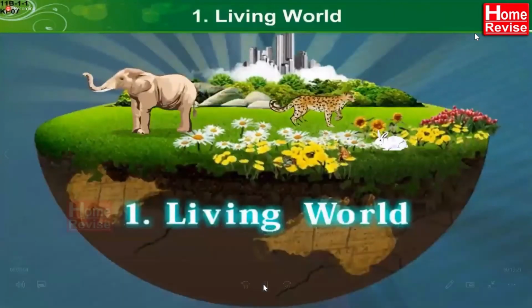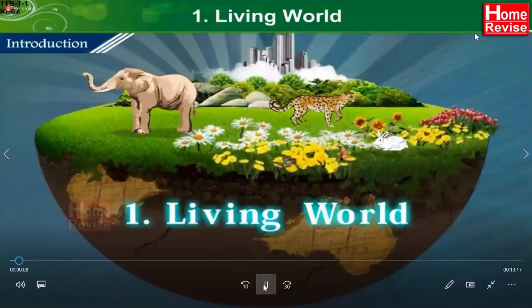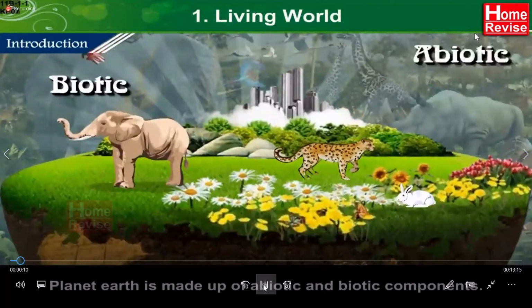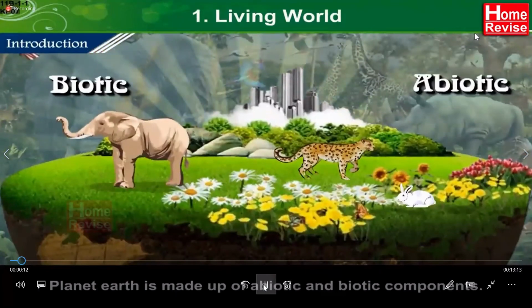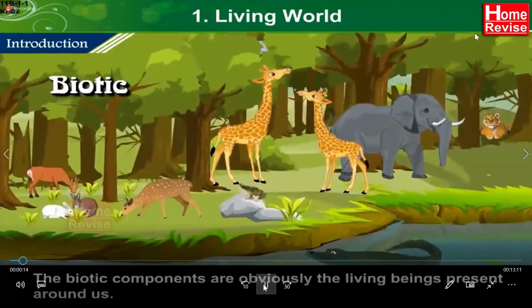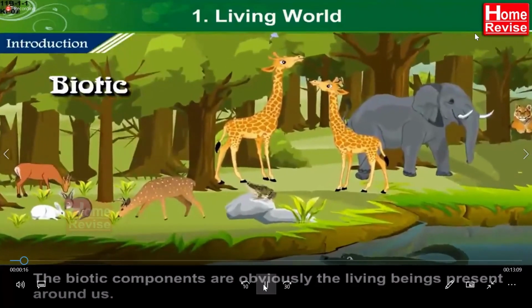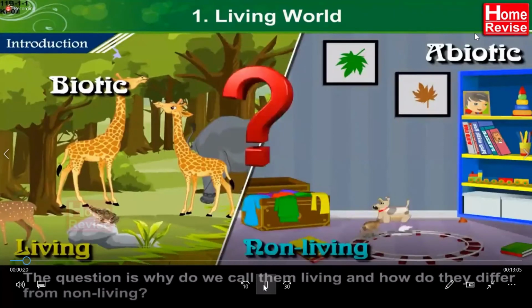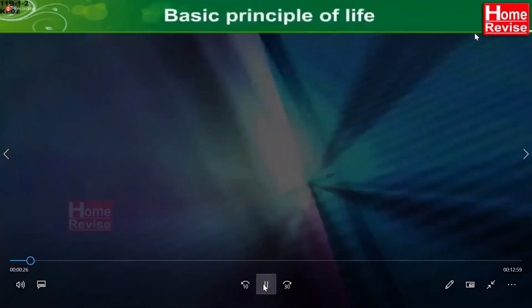Chapter 1. Living World. Introduction. Planet Earth is made up of abiotic and biotic components. The biotic components are obviously the living beings present around us. The question is, why do we call them living and how do they differ from non-living?